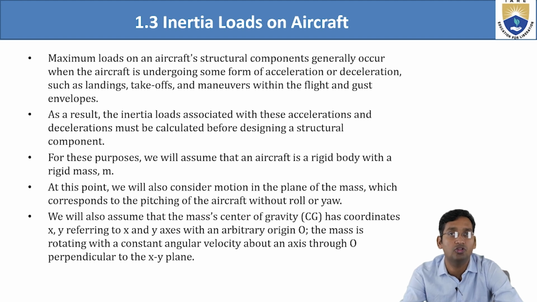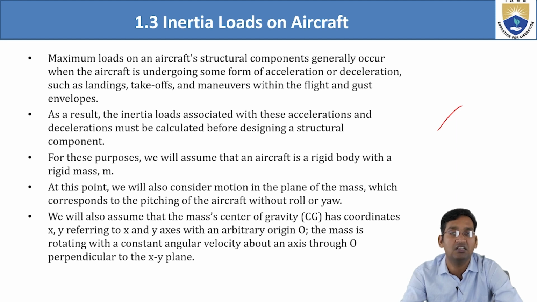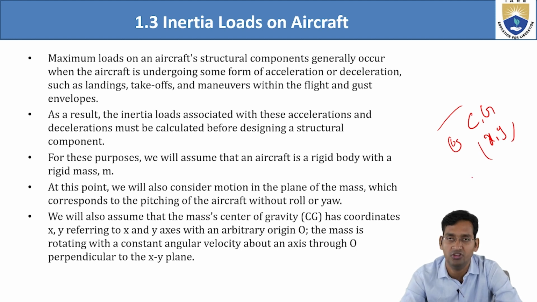At this point, we will also consider motion in the plane of the mass. That mass is moving in that plane, which corresponds to pitching of the aircraft without roll or yaw. So once the mass moves, it will pitch instead of rolling or yawing. We will also assume that the mass center of gravity has coordinates x, y, referring to the x and y axes with an arbitrary origin O. So from origin O, the coordinates of that CG are x comma y.